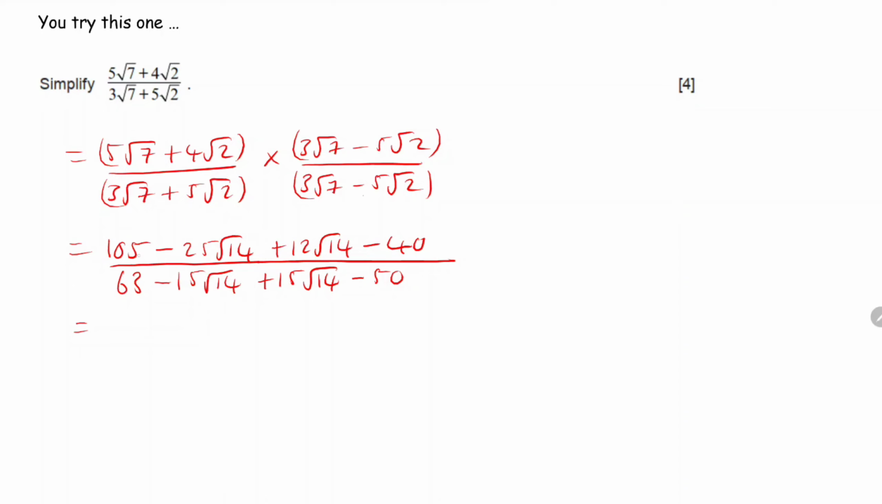If you simplify the top, we've got 105 minus 40, which gives us 65. We've got minus 25 plus 12, so it's minus 13 root 14. The two middle terms in the bottom cancel, and then we have 63 minus 50, which is 13. And we notice that 13 goes into both of these. 13 goes into 65 5 times. 13 goes into 13 once. So we have minus 1 root 14. So our final answer is 5 minus root 14.